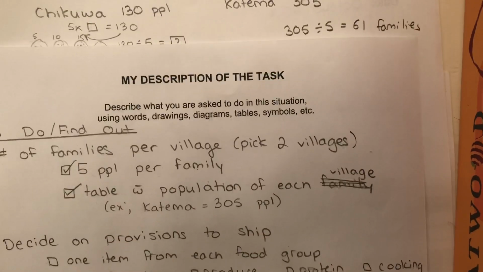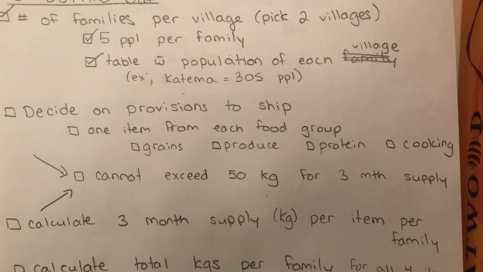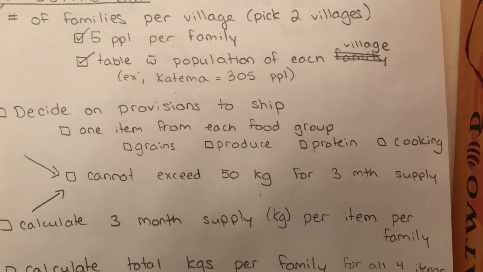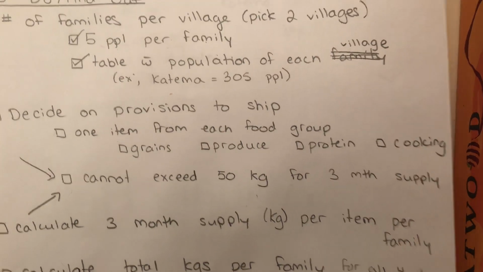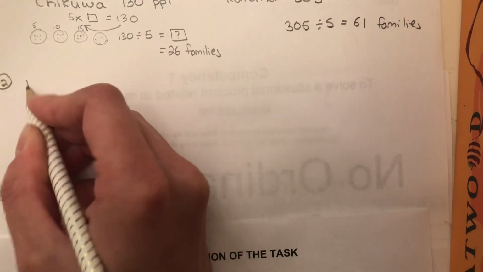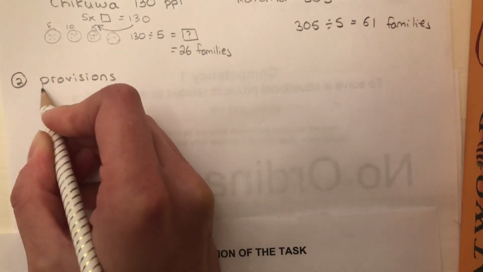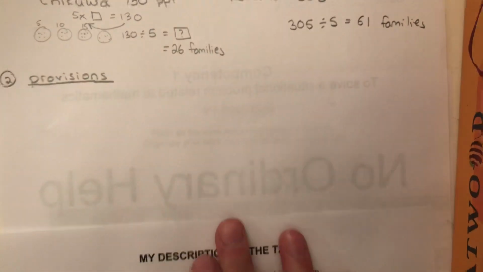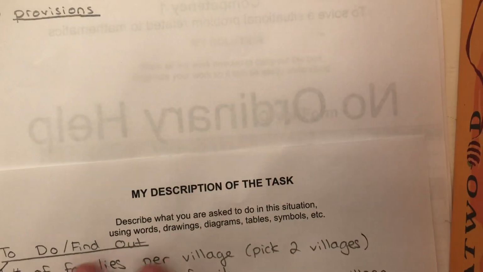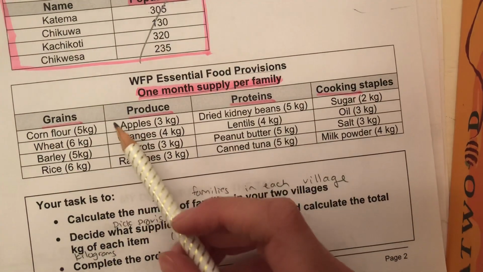So now I'm going to see what's next for me to figure out. It says I need to decide on provisions to ship. I need 1 item from each food group, and it cannot exceed 50 grams. So, number 2, my provisions. Step 2, provisions. Because it can't exceed 50 grams, I'm going to choose the lightest items.